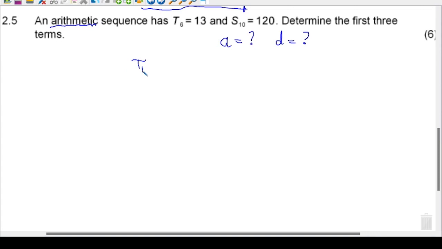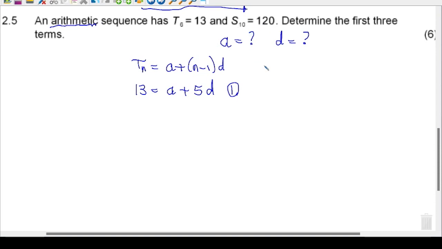Firstly, the fact that T7 is 13, we can use our formula for Tn. Tn is A plus n minus 1 lots of D. So if T7 is 13, that means that 13 is A plus 6 lots of D, 7 minus 1. So it's actually 6 lots of D.